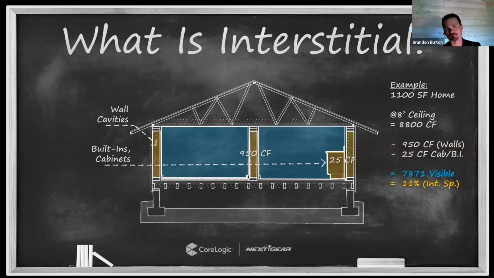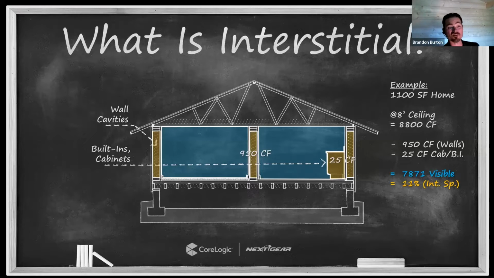Think about that for a second. 11% of the airspace in the average small home is going to be interstitial. And if I had extensive migration of moisture that has affected the entire floor area throughout the space, then 11% of the airspace that I'm trying to manage evaporation, dehumidification, et cetera, 11% of it is going to be generally out of reach of our traditional drying equipment. That's a pretty good chunk.